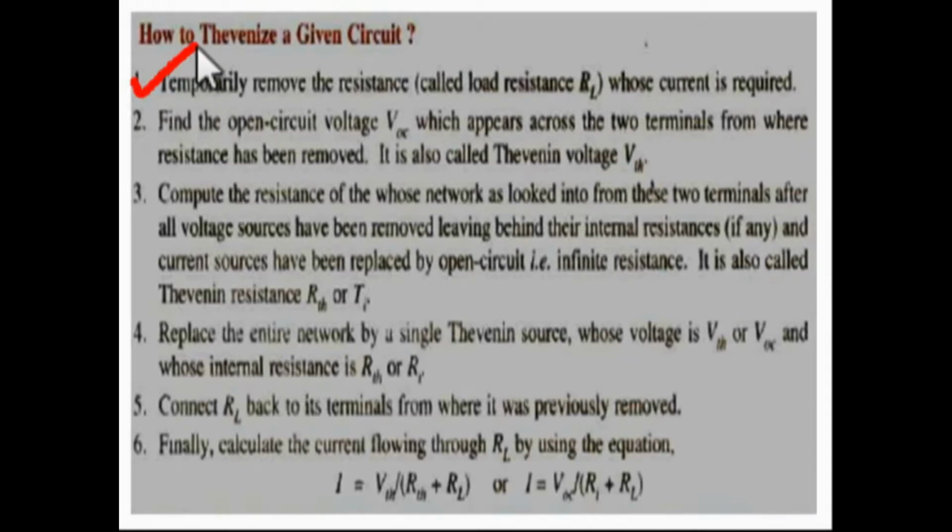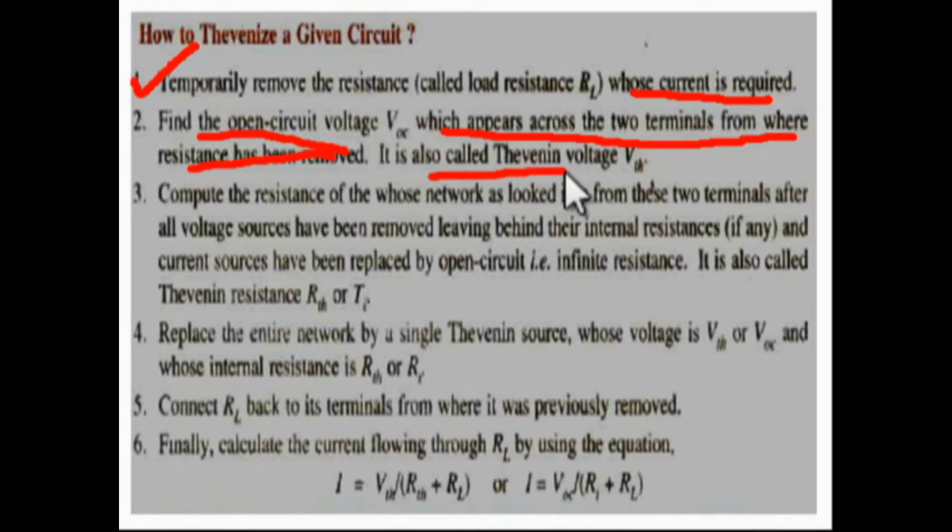This is the first step. What we do is temporarily remove the resistance, called the load resistance RL, whose current is required. So first of all, guys, you have to remove the load resistance, which is connected across two points, whether it could be XY or AB. It is also called load resistance. Then the second step, find the open circuit voltage VOC or VTH, which appears across the two terminals from where the resistance has been removed, and it is also called Thevenin's voltage.